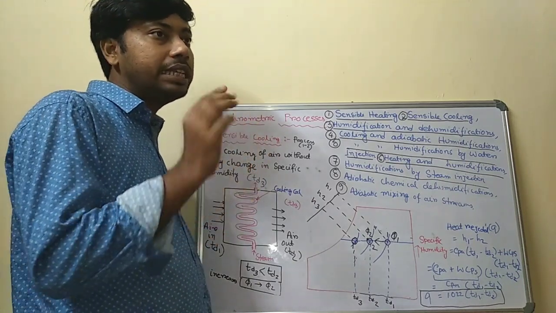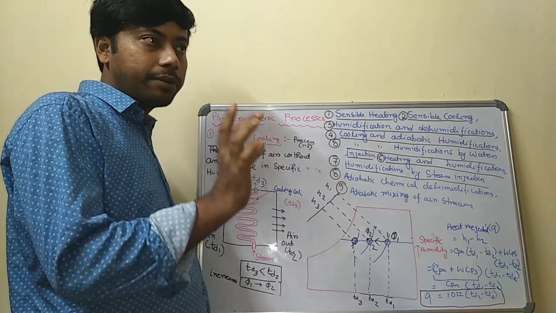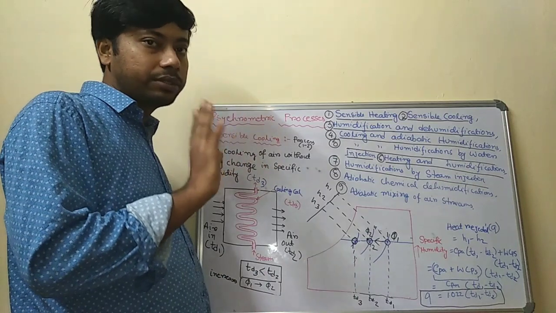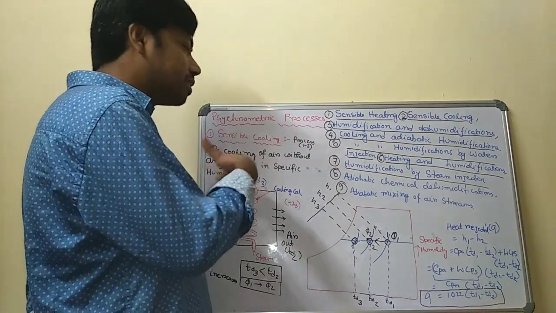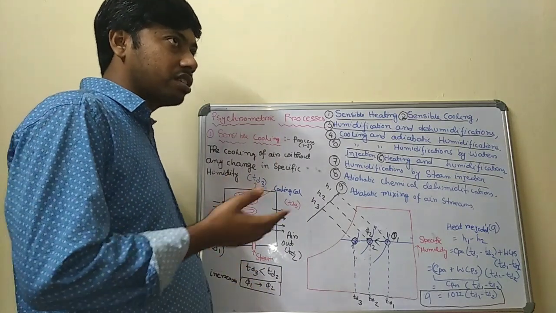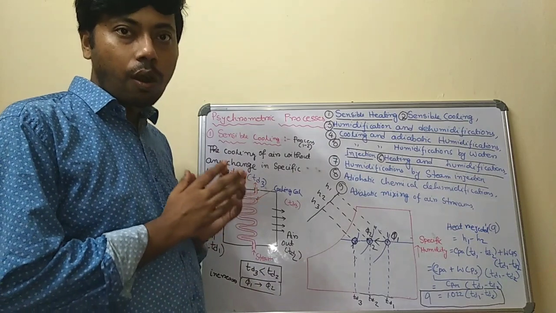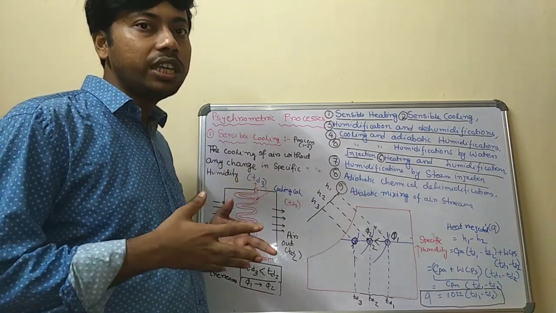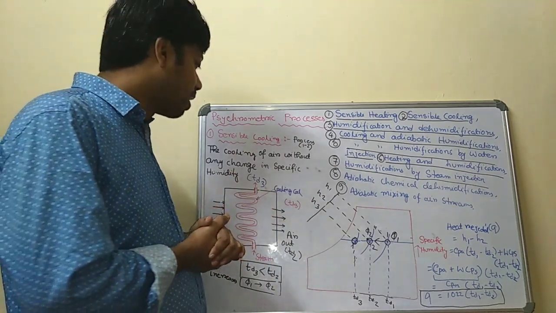That amount is basically 1.022 times (TD2 minus TD1), the dry bulb temperature difference between section 2 and section 1. Now in case of sensible cooling, the process is the same, because it is the cooling of air without any change in specific humidity.